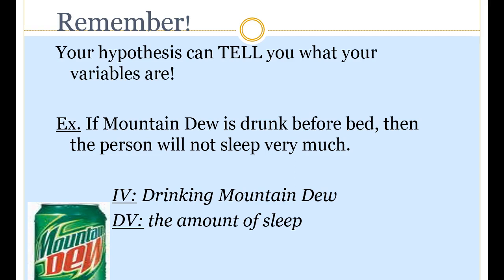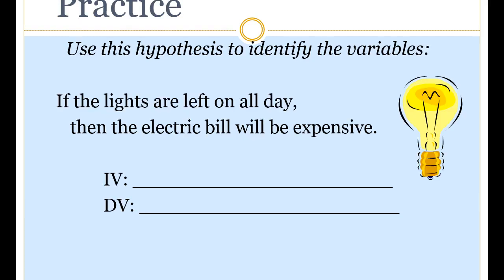All right, your hypotheses can tell you what your variables are. Let me look at this one. If Mountain Dew is drunk before bed, then the person will not sleep very much. Remember, the if part is going to contain my independent variable. So in this case, it's drinking Mountain Dew. The dependent variable is the amount of sleep you get. All right, so use the hypothesis to identify the variables, and this can be done in your place where you're taking notes, your composition notebook.